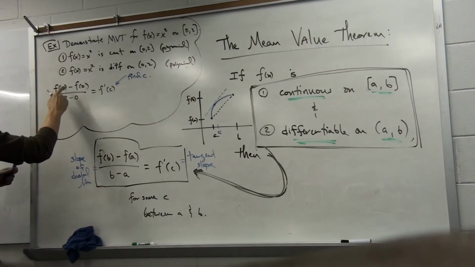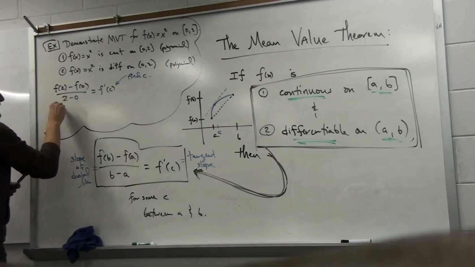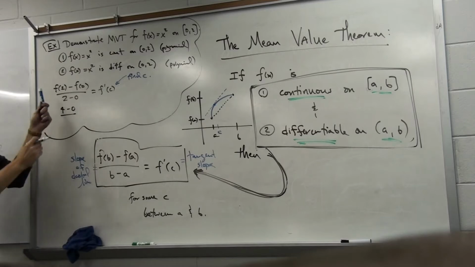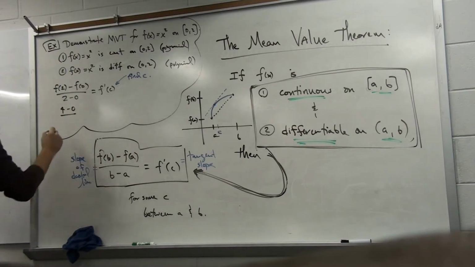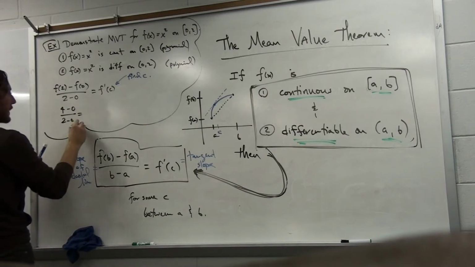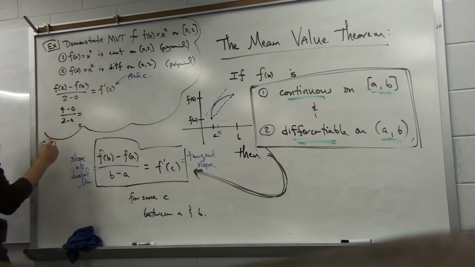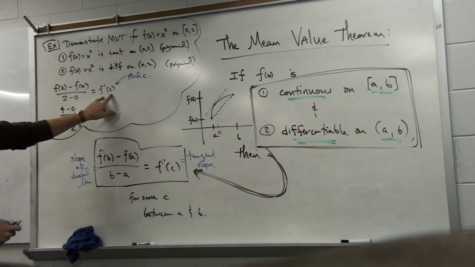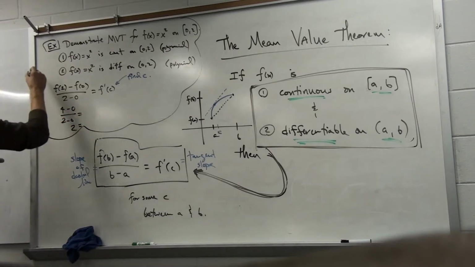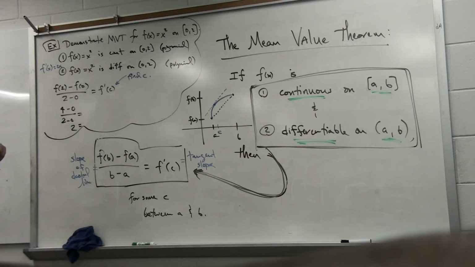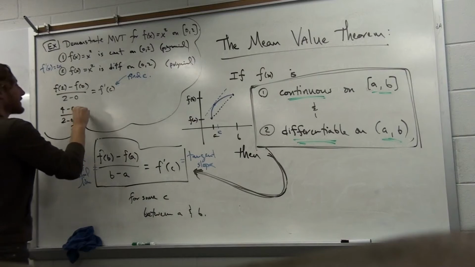So f of 2, plug 2 into your function. That's going to give you 4. Plug 0 into your function. That's going to give you 0, right? Because 2 squared is 4, 0 squared is 0. Downstairs you have 2 minus 0. Long story short, what is on the left-hand side is 4 over 2. That is just 2. What about on the right-hand side? The right-hand side is f prime of c. Well, you know what f prime of x is. F prime of x is 2x. So f prime of c is 2c.